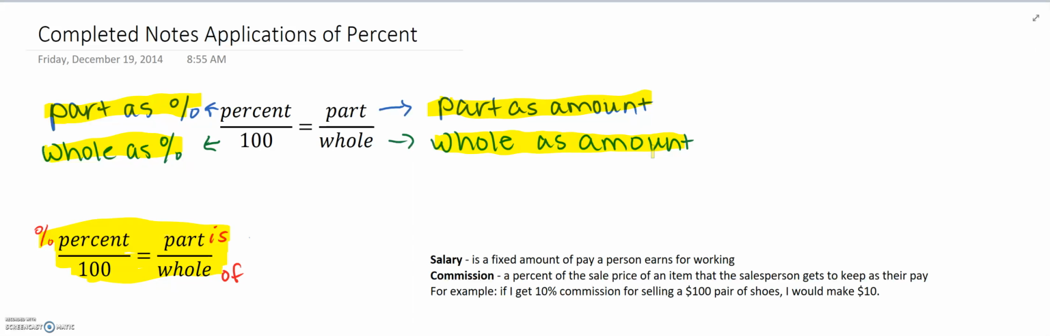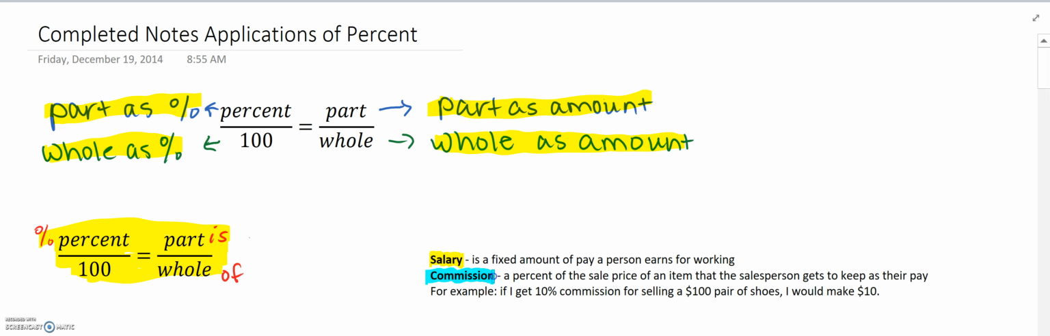I'm going to give you some vocabulary to help with some word problems we're doing today. The first is salary. Salary is a fixed amount of pay a person earns for working. So most people get a monthly or yearly salary, something like that. So for example, a person that's on a salary will get the same amount of money every month for their work. That's different than commission.